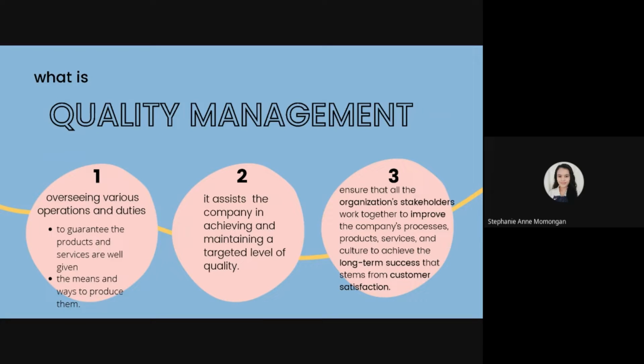Quality management aims to ensure that all the organization's stakeholders work together to improve the company's processes, products, services, and culture to achieve the long-term success that stems from customer satisfaction.